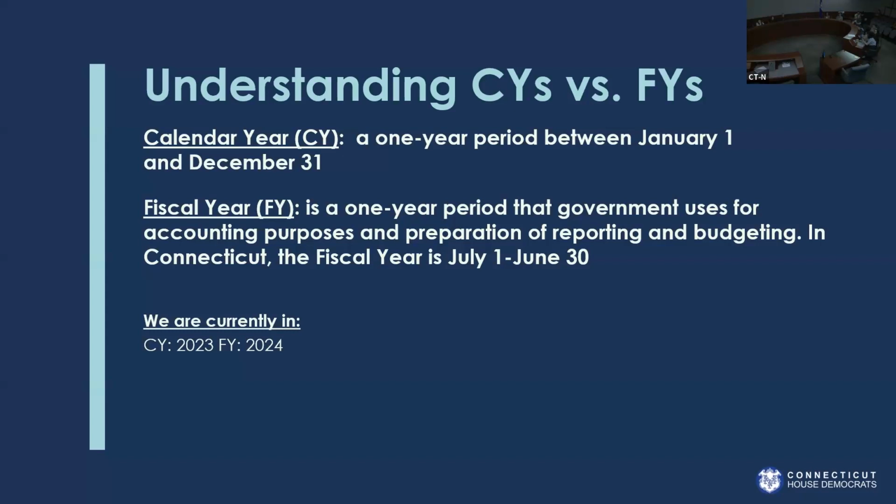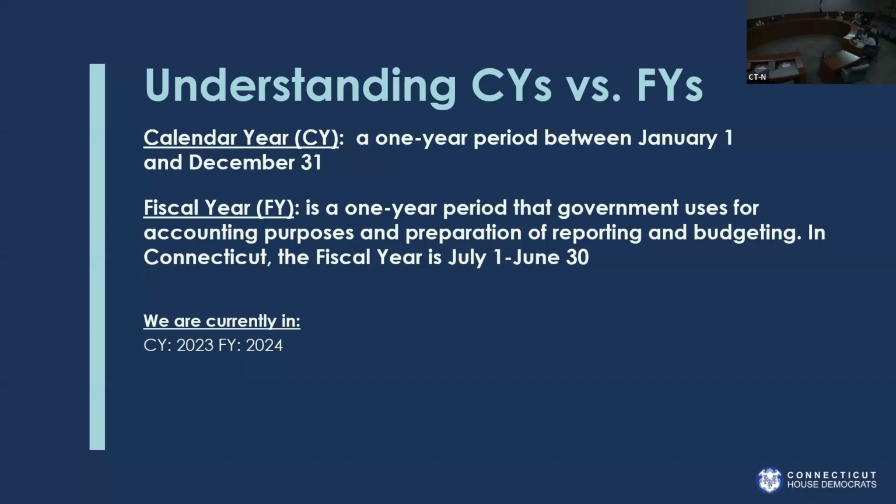In Connecticut, that is July 1 to June 30th. So right now you'll see we are in calendar 2023, but we are in fiscal year 2024. As of July 1, 2023, we are now in fiscal year 24 all the way through June 30th, 2024. And then come July 1, we're in fiscal year 25.